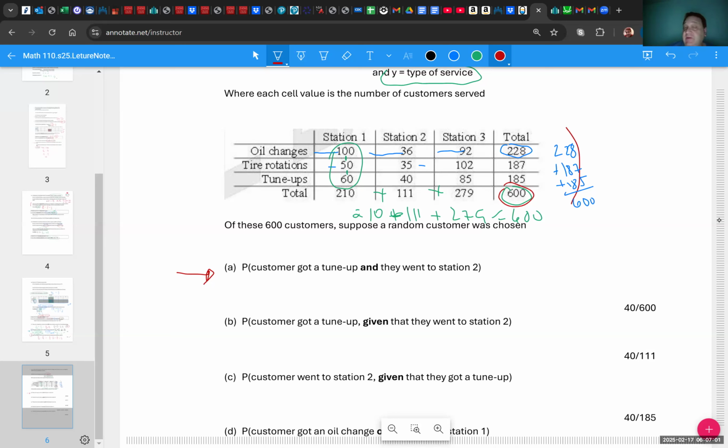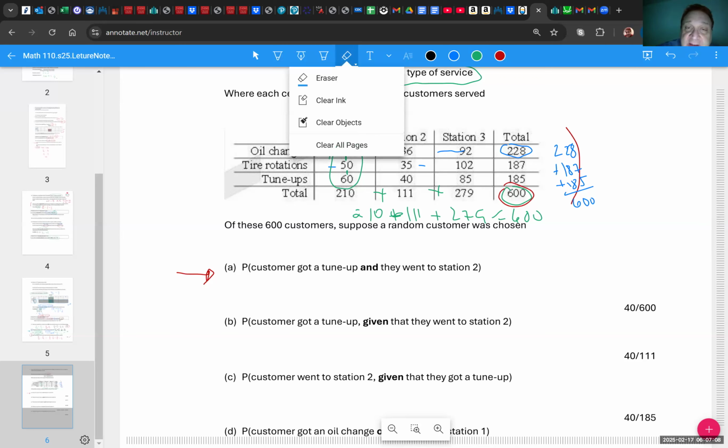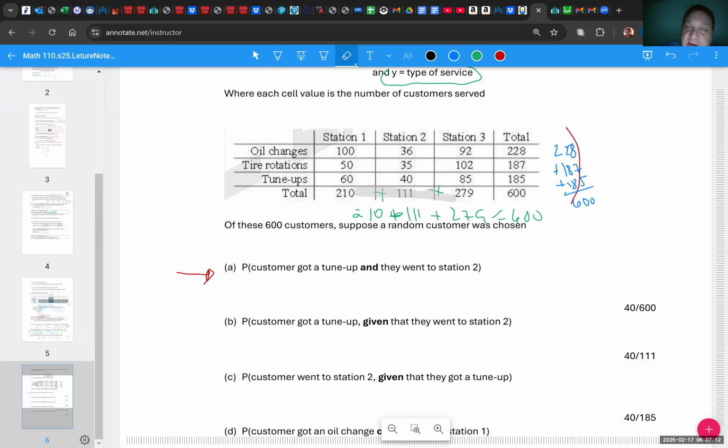So one of the ways is to try to use a formula, but because we already have the table written out, it's way easier just to count. I mean, you could use the formula and it gives you the same answer, but check this out. Now that the table is written out here, it's pretty easy to find the numbers. We want a tune-up and they went to station 2. So what is a tune-up and station 2? Well, here's all the tune-ups. Tune-up, tune-up, tune-up. But only one of these is station 2.